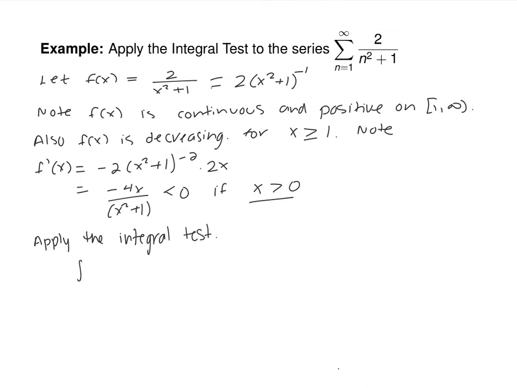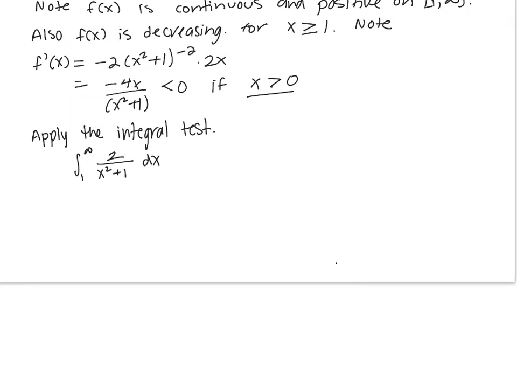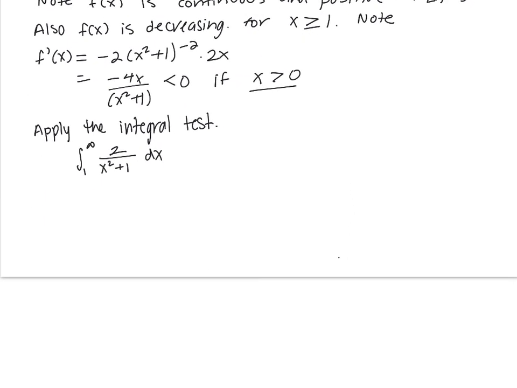So we're going to find the integral from 1 to infinity of 2 over x squared plus 1 dx. If this integral converges, so will our series. If this integral diverges, so will our series. So that's the same thing as the limit as b goes to infinity, integral from 1 to b, 2 over x squared plus 1. The antiderivative of 2 over x squared plus 1 is 2 arctan of x.